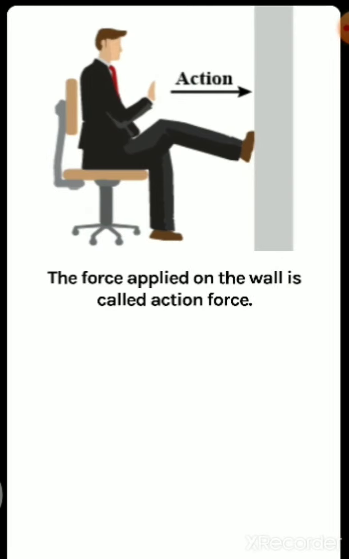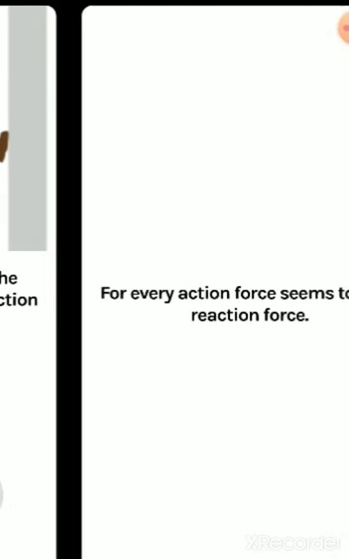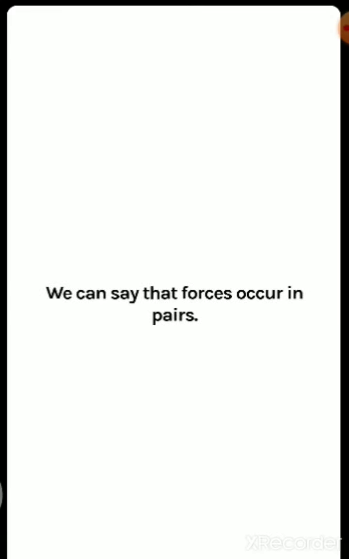The force applied on the wall is called the action force. And the force applied by the wall in the opposite direction is called the reaction force. Action and reaction force. I hope all of you have understood this. Every action force has a reaction force; we must find that out. Every action force must have one reaction force also. We can say that forces occur in pairs. So for all action forces there must be a reaction force. That means action and reaction forces always occur in pairs.